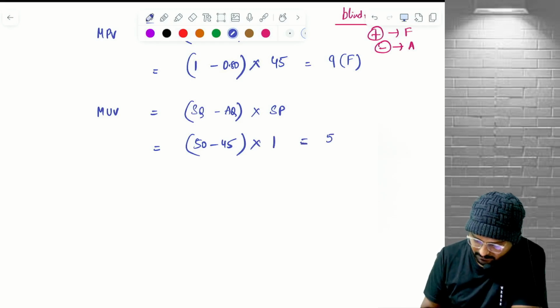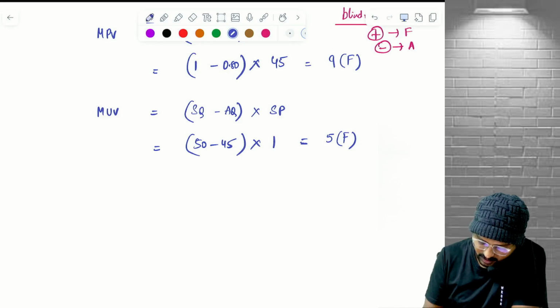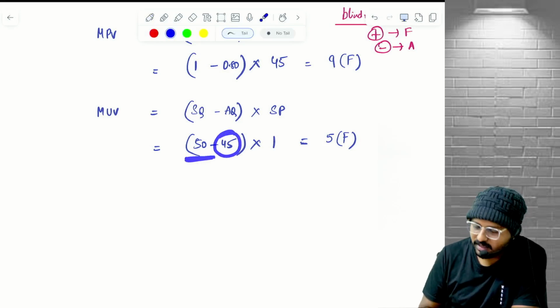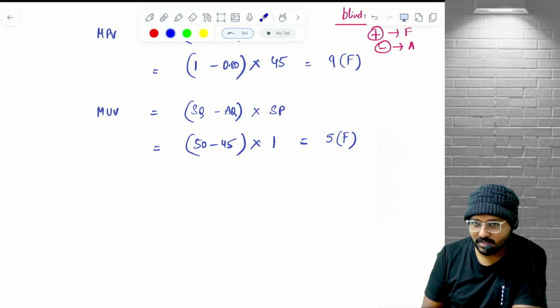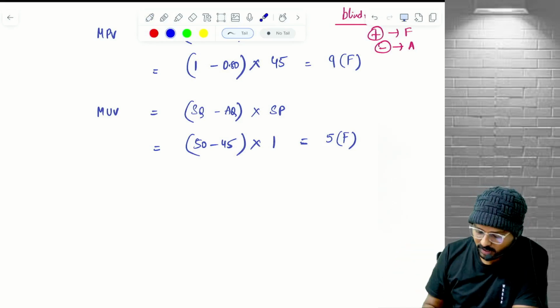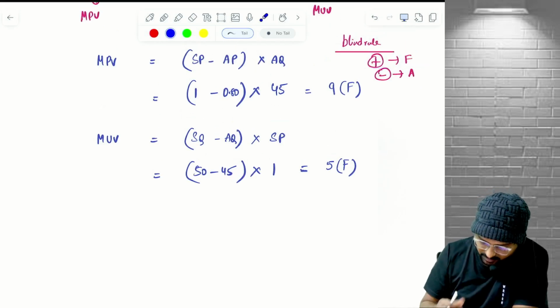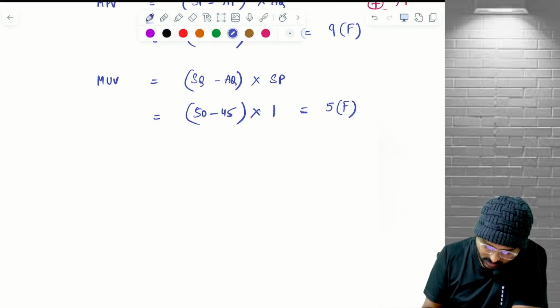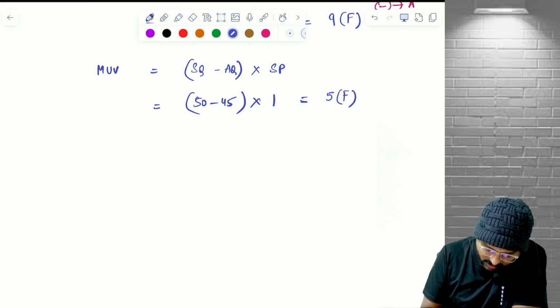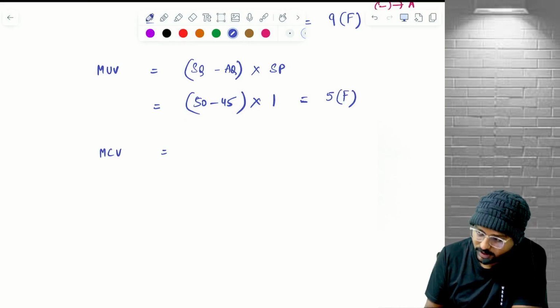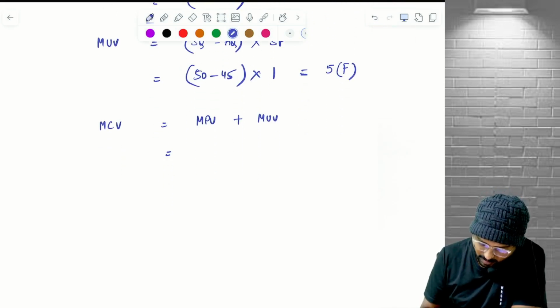Favorable or adverse? Favorable. Correct? Because your actual quantity is less than standard quantity, which means your actual cost will be less, which means your actual profit will be more. Actual profit more means favorable, or plus is favorable, minus is adverse. Got it? Next, these two put together, we call it material cost variance. So you can do it two ways. Material cost variance is equal to material price variance plus material usage variance. That is equal to 9 plus 5, which is 14 favorable. This is one way.